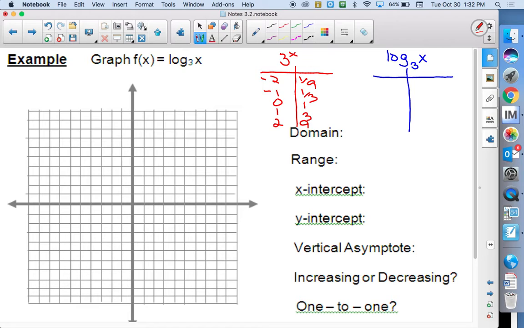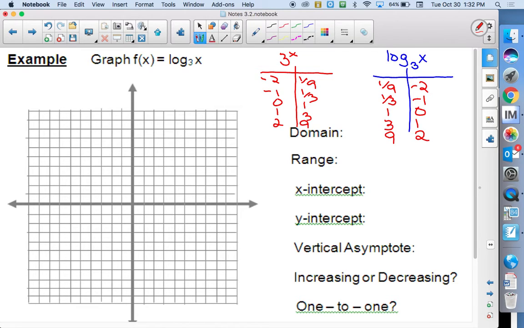So in order to graph log base 3 of x, we literally take our exponential function and switch the x and the y. So if it was x, it's now y, or if it was the domain, it's now the range. So the x values are now all of our y values. The range values become our domain values. And that's how we graphed these last year.